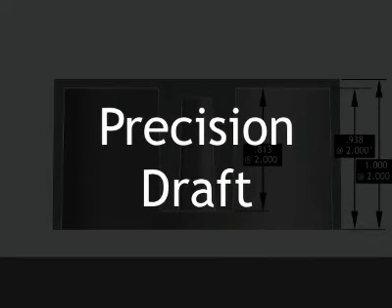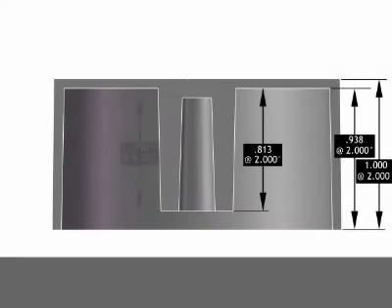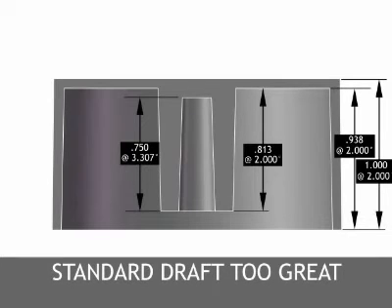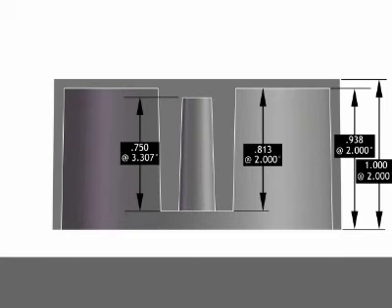The central boss hole in this part is a critical design feature and requires minimal draft. The standard draft calculation results in a hole wall draft angle of 3.307 degrees that is too great, so it was decided to use the precision draft calculation for this critical hole feature.